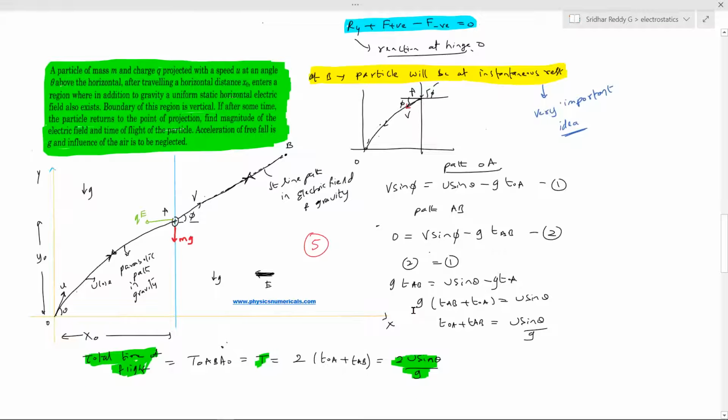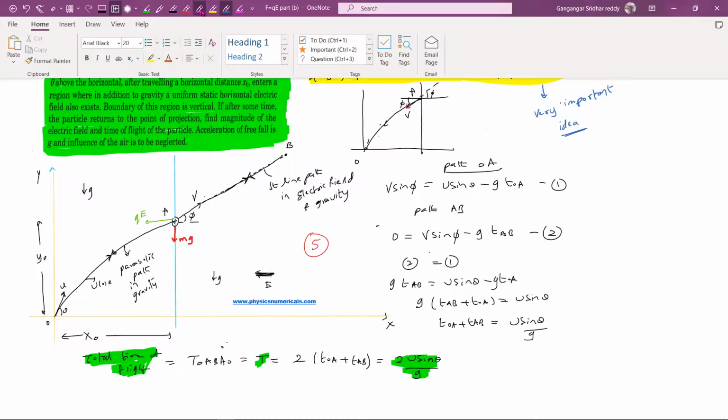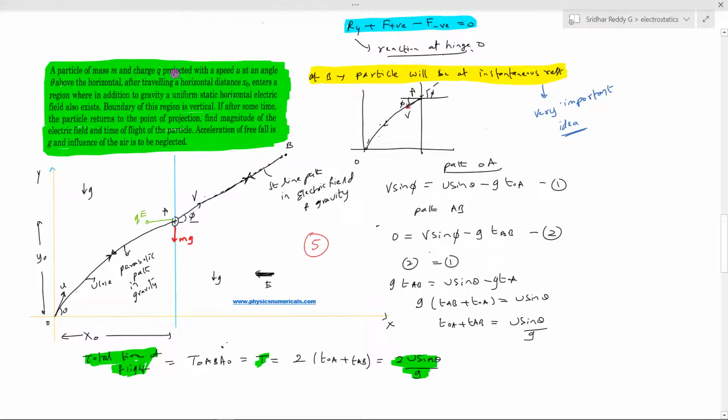Let me adjust it fully. Okay, this one is based on a particle of mass m and charge q projected with a speed u at an angle theta above horizontal. After traveling a horizontal distance x naught, it enters a region where, in addition to gravity, a uniform static horizontal electric field also exists. The boundary of this region is vertical.